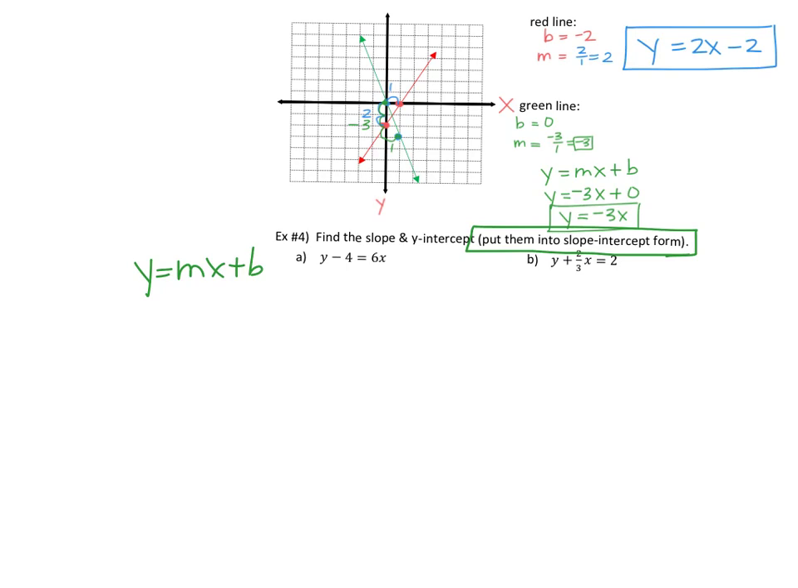Y equals 6x minus 4. Add 4, right. So we want to get y by itself, right, which means we're going to add 4 to both sides. So we get y equals, this goes away, 6x plus 4. Now it's in slope-intercept, and now you can tell me your slope and your y-intercept.